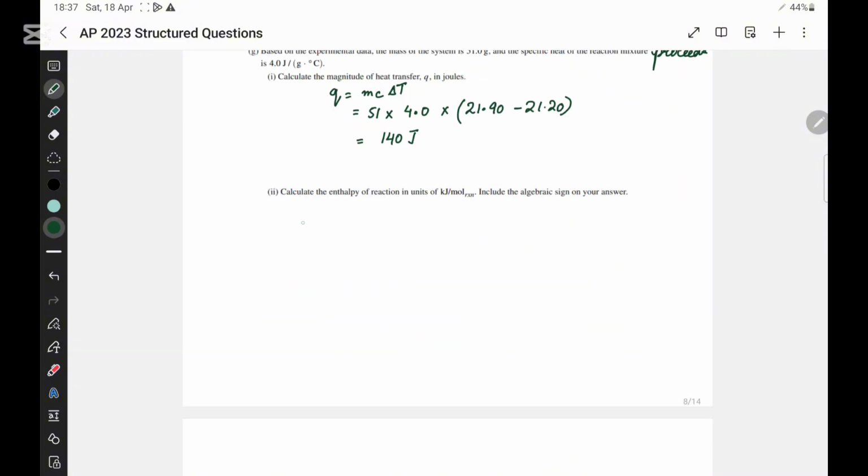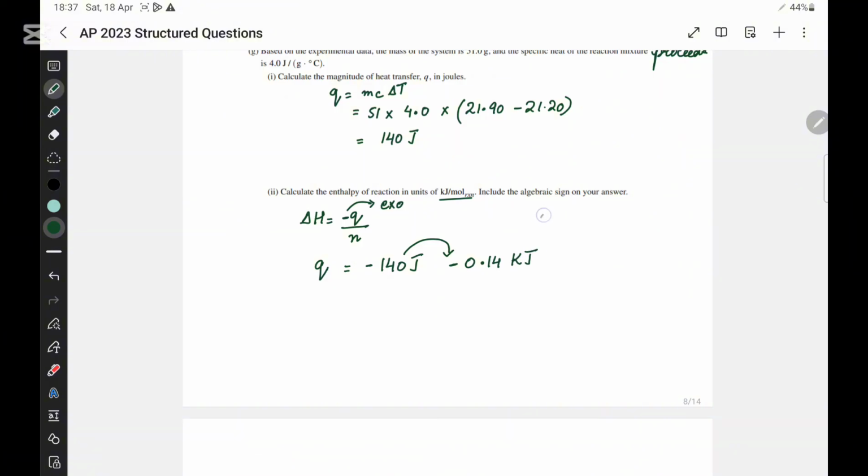So we have to find out enthalpy. Enthalpy is equal to minus Q over n. Why are we putting a minus sign? Because it is exothermic, and minus Q is minus 140. But for Q we need it in joules. We have to convert it into kilojoules because they want the answer in kilojoules per mole. So divided by 1000, that comes out to be minus 0.14 kilojoule.